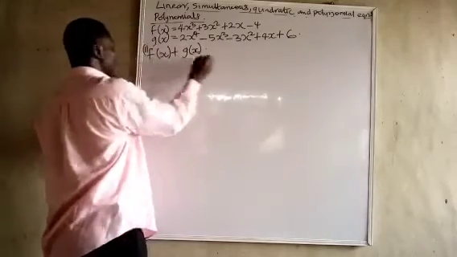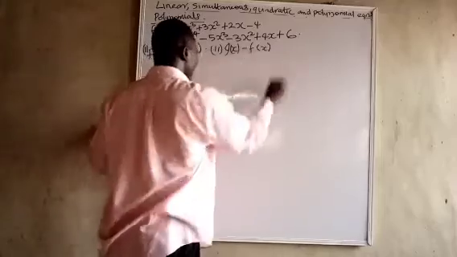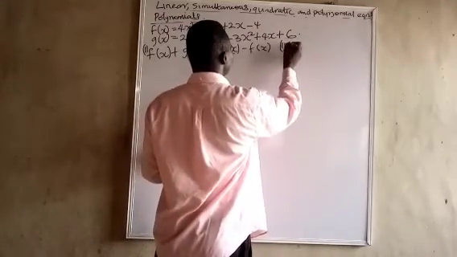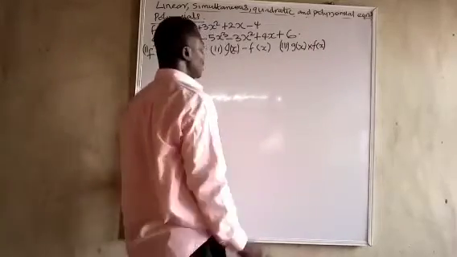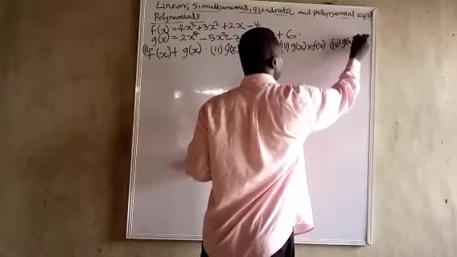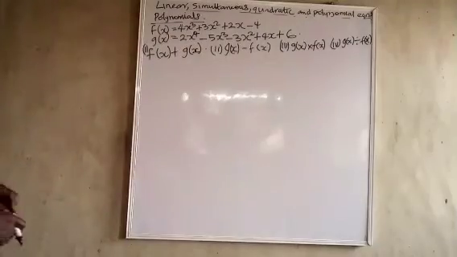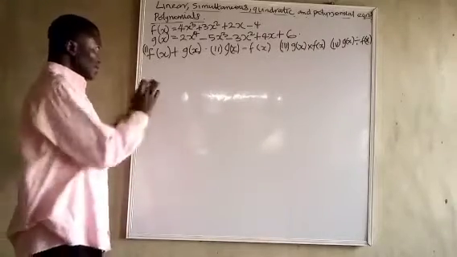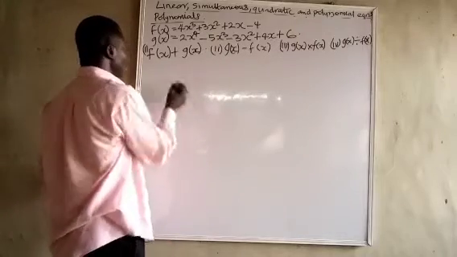Number 2, g(x) minus f(x). Number 3, g(x) multiplied by f(x). And 4, g(x) divided by f(x). So, let's quickly see how we do it. We have done this one; it is very straightforward, addition and subtraction. All you need to do is gather the like terms and add or subtract.